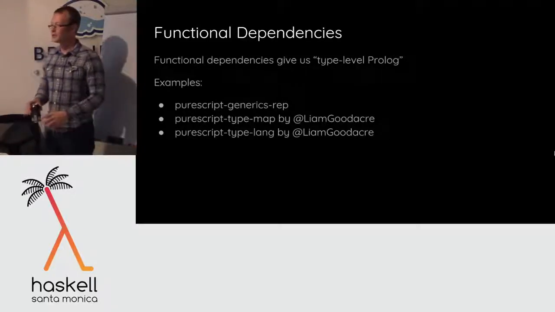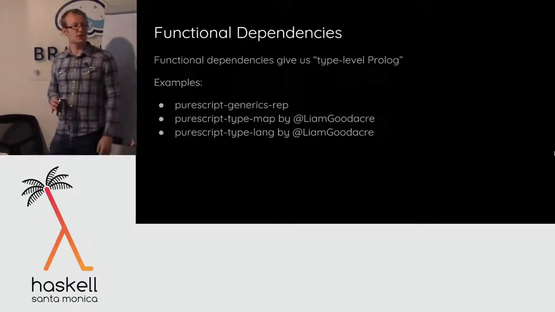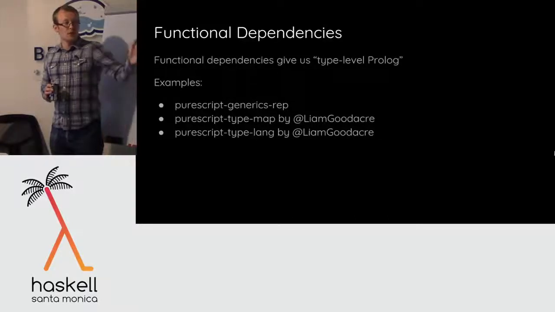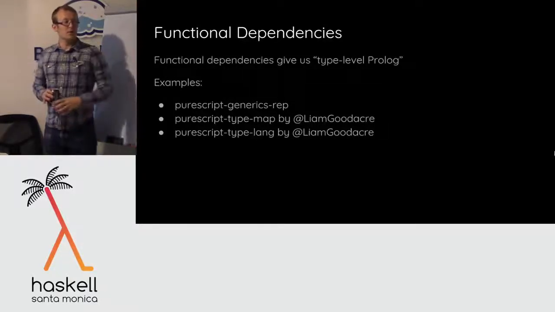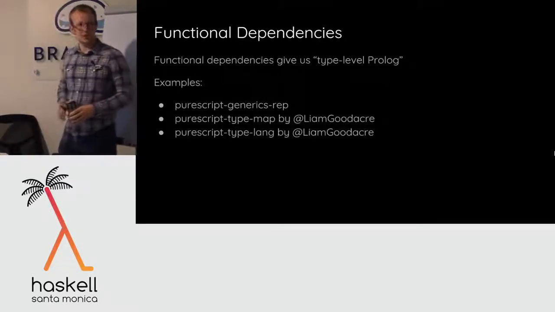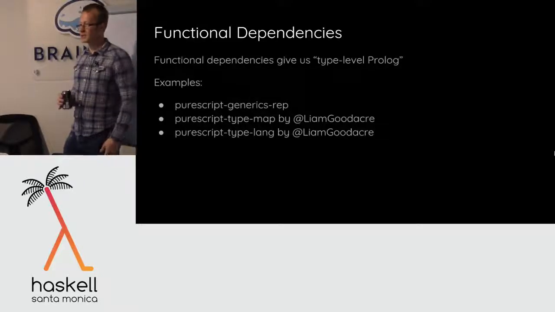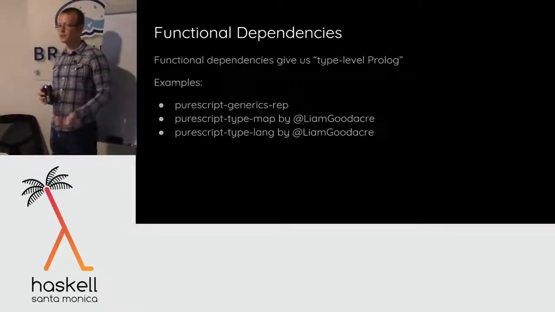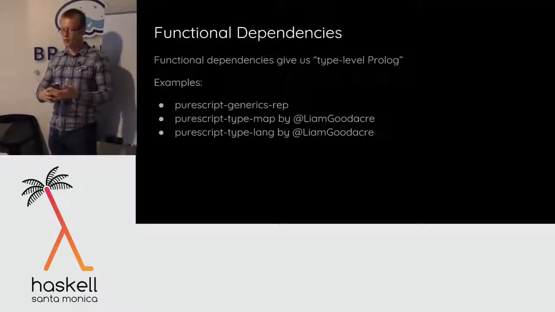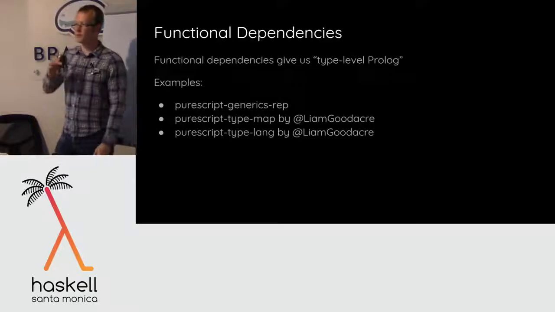But now there's a whole bunch of really interesting applications using this for all sorts of interesting stuff. Two of these, for example, are by Liam Goodacre. The first one is PureScript type map, which is a full implementation of the maps library from PureScript, like the dictionaries. So balanced 2-3 trees implemented at the type level with functions like insert, delete, rotate, expressed as type level functions with functional dependencies.